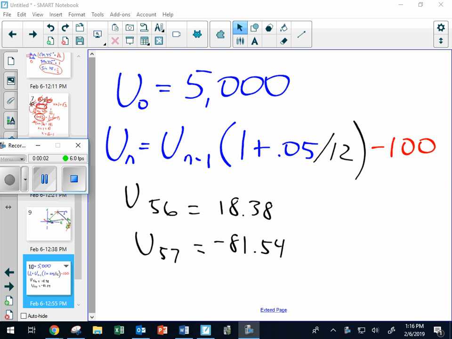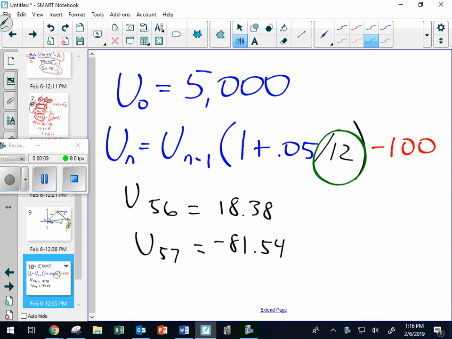Okay, today we're doing something a little more advanced than before. Right here, we have a divide by 12 that we never had before, and that makes this problem into a monthly problem. Then we have this minus 100. That makes this into a loan problem.